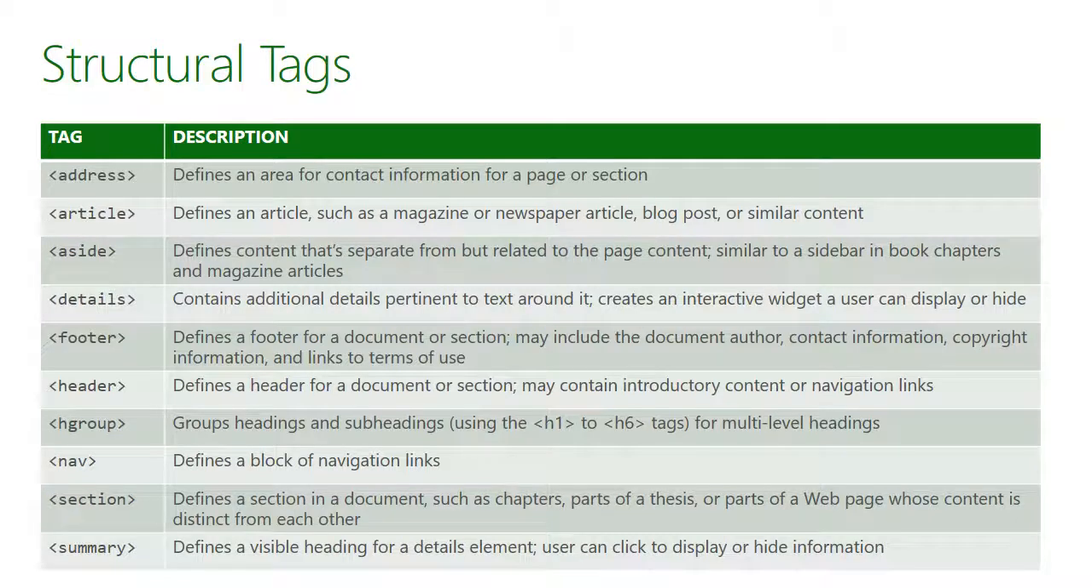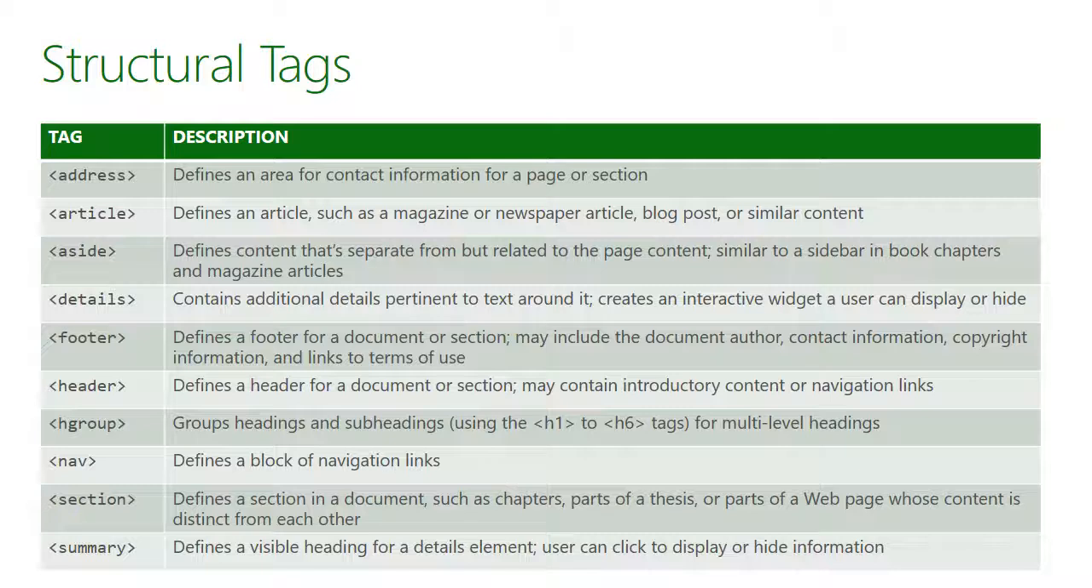Let's have a look at some other structural tags within HTML5. We've got address, which would define an actual area for contact information for a page or section. Article would define an article such as a magazine or newspaper article, blog post or some similar content. And aside would define content that's separate from but related to the page content. Details contains additional details pertinent to text around it. It would create an interactive widget that a user can display or hide.